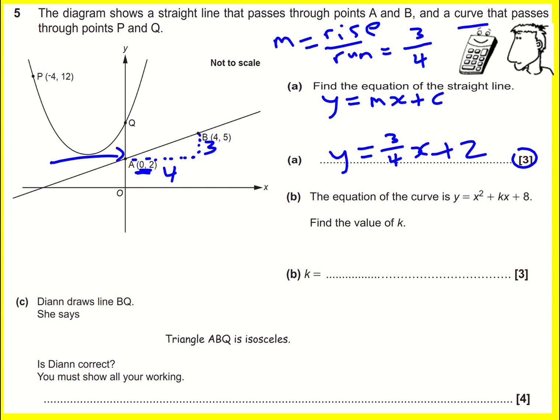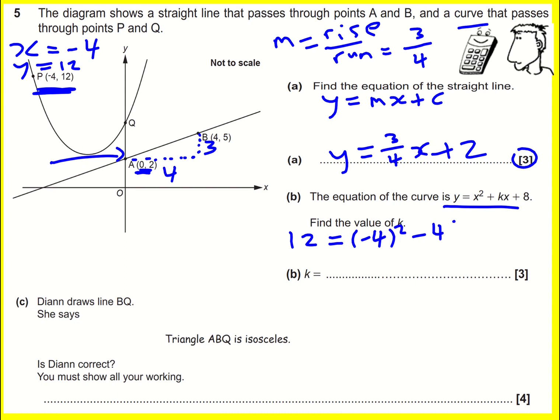The equation of the curve is y equals x squared plus kx plus 8. Find the value of k. Aha, this is where we are going to have to do a substitution, because I've got a point on the curve, minus 4, 12. So I know when x is minus 4, y is equal to 12, and I can substitute that into here. I'm going to get 12 equals minus 4 squared minus 4k plus 8.